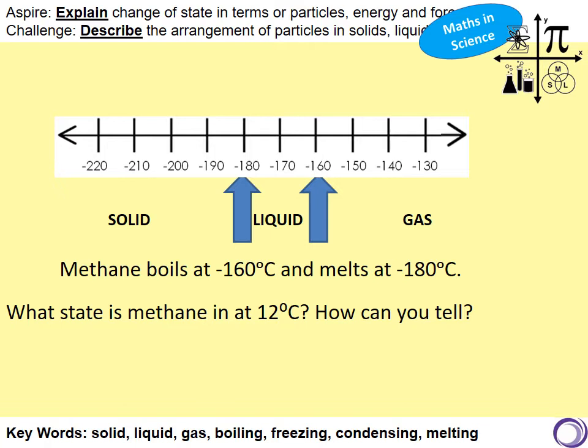Using the same principle then, methane boils at minus 160 degrees and it melts at minus 180. What can you tell about the state of methane at 12 degrees centigrade? 30 seconds.